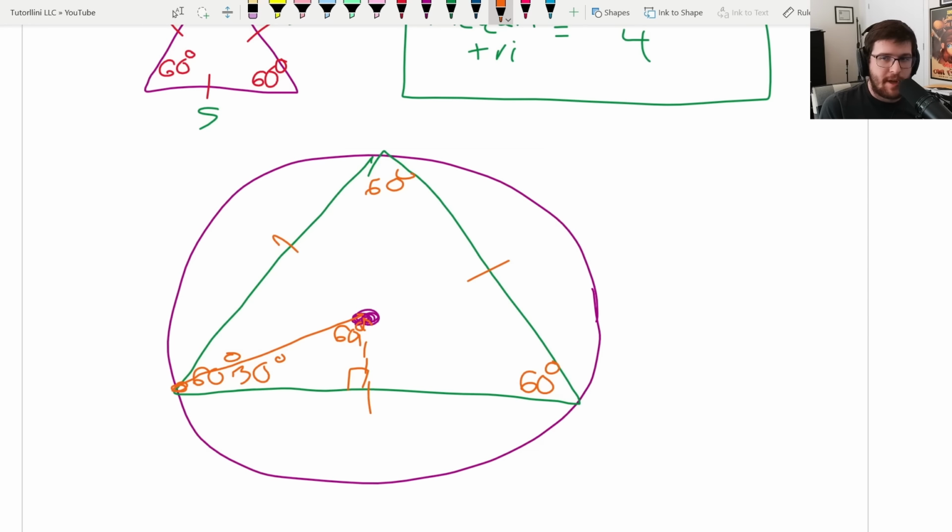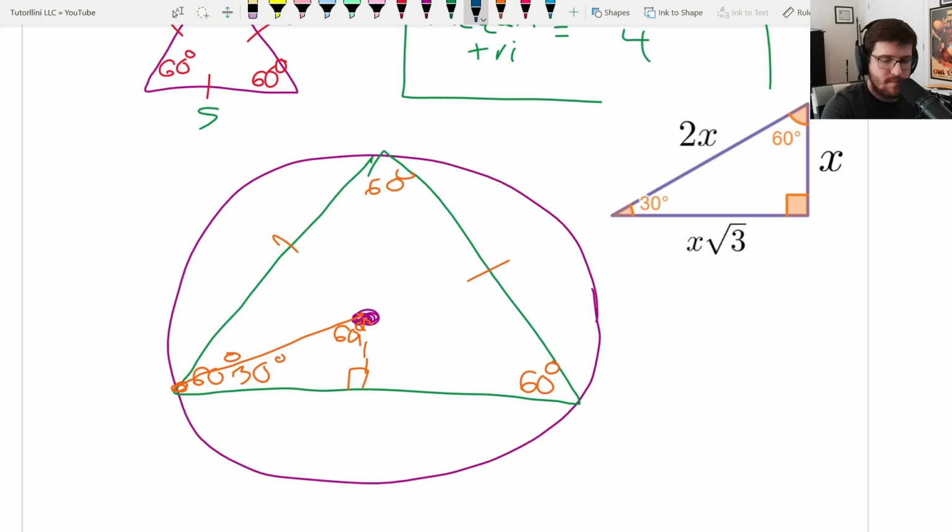Give me one moment while I pull up the 30, 60, 90 triangle. Okay, 30, 60, 90 triangle is up there. Definitely check out my short on special right triangles and check out my Ottocento number 7 on special right triangles. This is exactly how it looks on the reference sheet. I just made it purple. That's all.